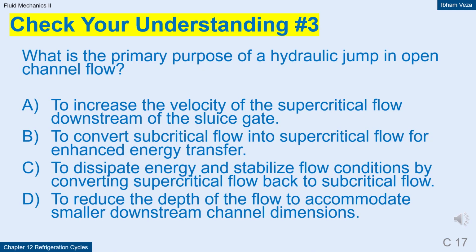Correct answer, C: to dissipate energy and stabilize flow conditions by converting supercritical flow back to subcritical flow. Explanation of incorrect options. Option A: the hydraulic jump reduces velocity and dissipates energy. It does not increase the velocity of supercritical flow. Option B: a hydraulic jump converts supercritical flow to subcritical flow, not the other way around. Option D: the primary function of a hydraulic jump is energy dissipation and stabilization, not reducing flow depth for smaller channels.